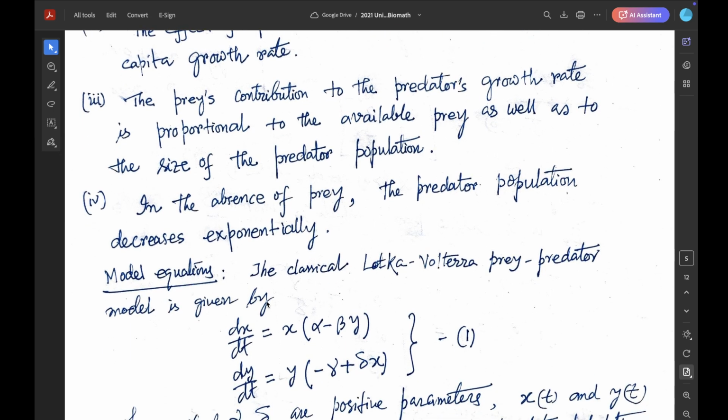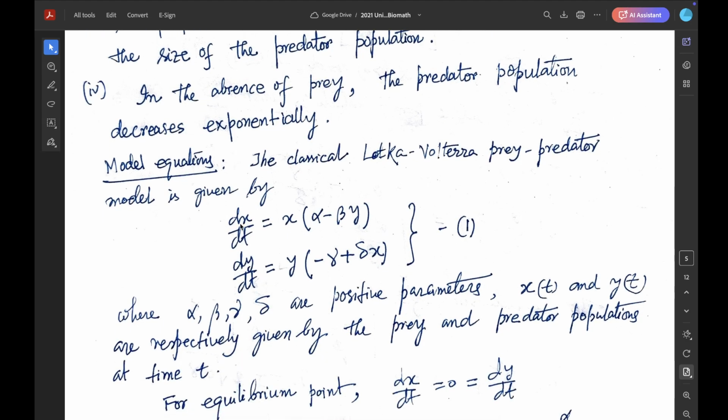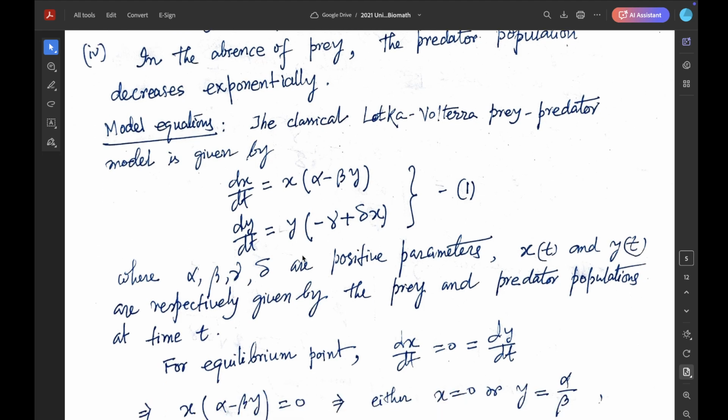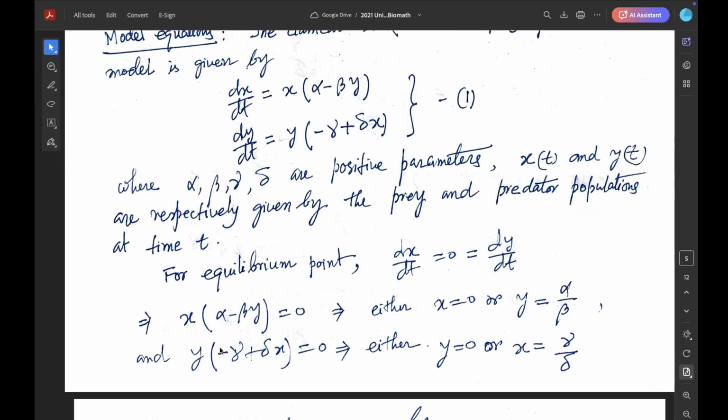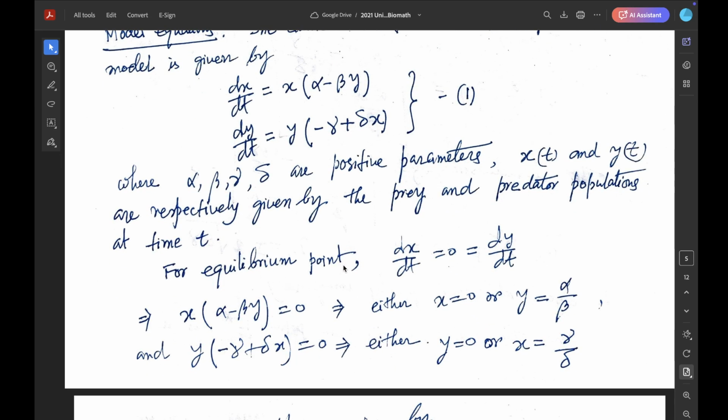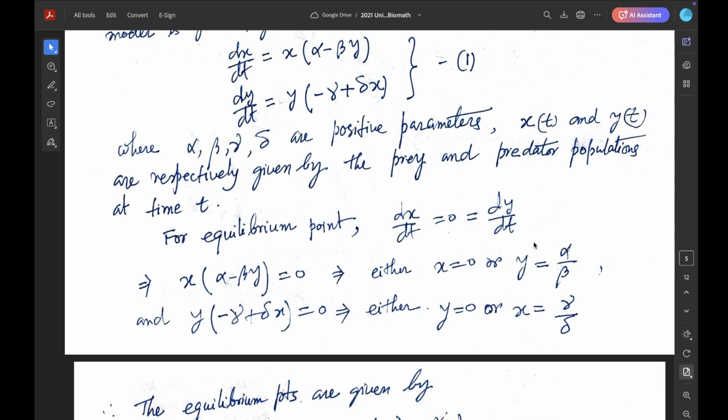And the corresponding model equation is this: dx/dt equal to x times bracket alpha minus beta y, and dy/dt equal to y times bracket minus gamma plus delta x, this is system 1, where alpha, beta, gamma, delta are positive parameters, x(t) and y(t) depending on the time t are respectively the prey and predator populations at time t. Now for equilibrium point, say x star, y star, dx/dt equal to 0 equal to dy/dt at this point x star, y star.